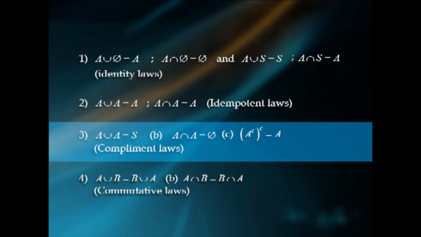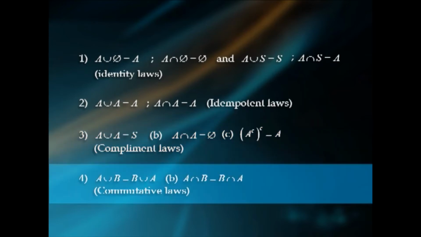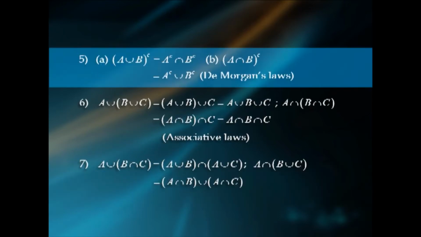A complement, the whole complement is equal to A, called complement laws. 4. A union B equal to B union A, A intersection B equal to B intersection A, called commutative laws. 5. (A union B) the whole complement is equal to A complement intersection B complement, (A intersection B) the whole complement is equal to A complement union B complement, called De Morgan's laws.